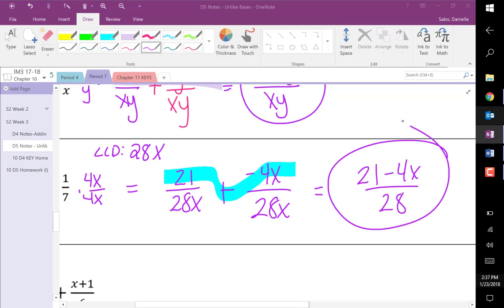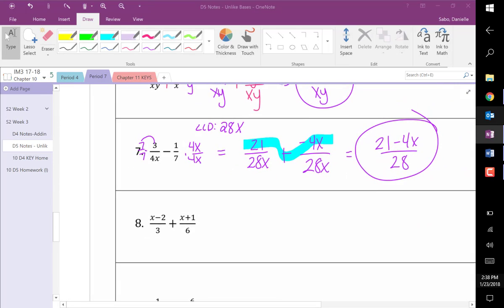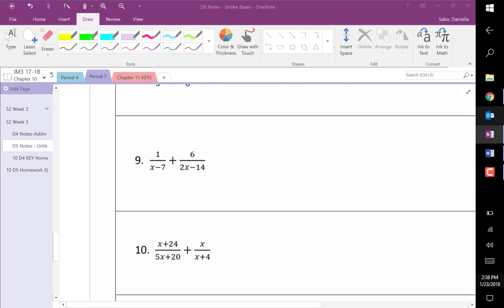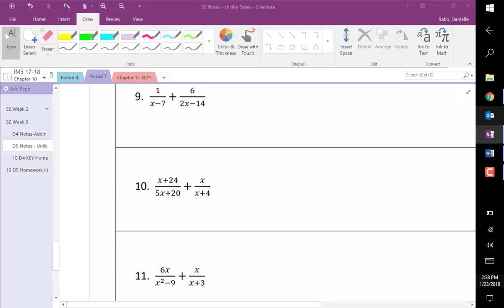Now, this happens in all of my classes. A lot of people are like, oh, okay, 4 and 28 can reduce it, simplify. You can't do that. You can't do it unless all 3 of them have the same number that can go into all of them. Okay, I'm only going to do 2 more. I'm going to do 9 and 11 and then call it a day. We still got 20 minutes left.